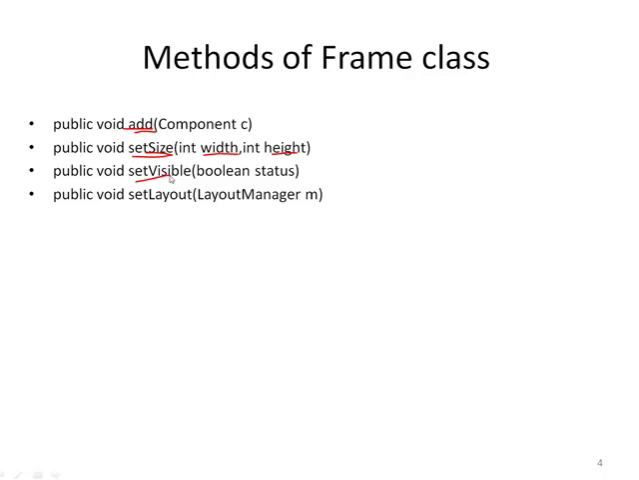Third one is set visible method. Set visible method is used to show the components on screen. Default value of set visible method is false. To display the component on screen, we must change the set visible method value as true. Then only those components are visible for us. Now the last method is set layout method. This method is used to arrange the components in a particular manner.